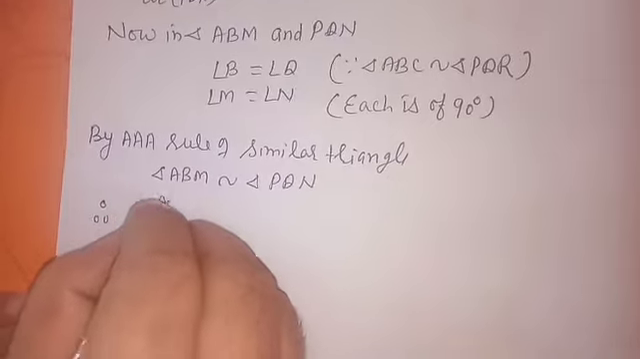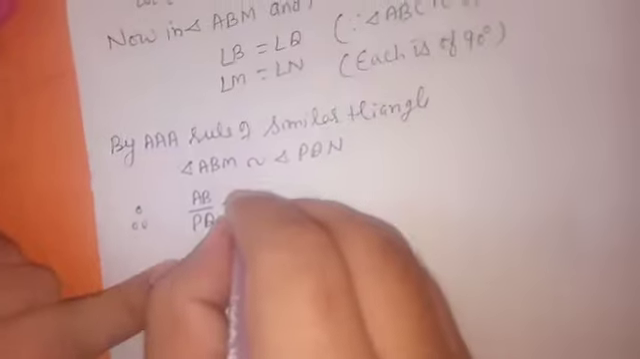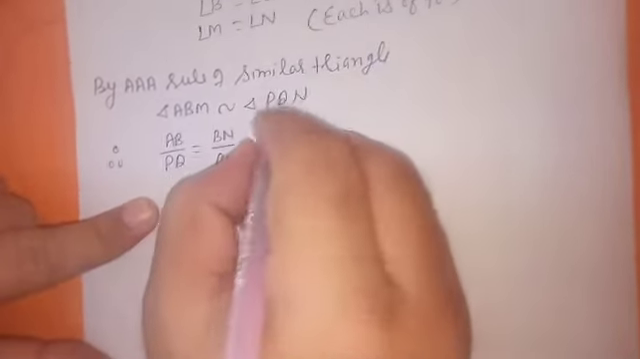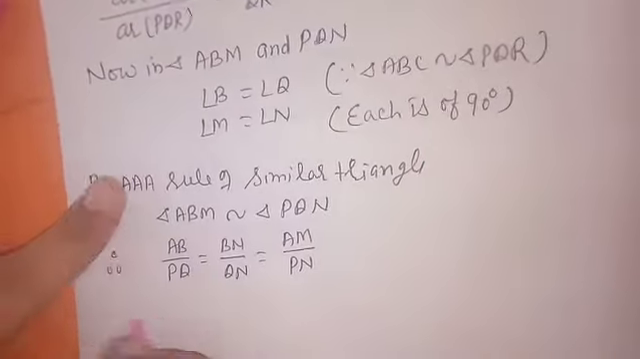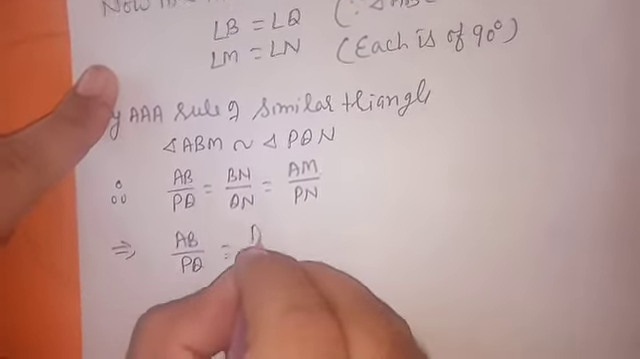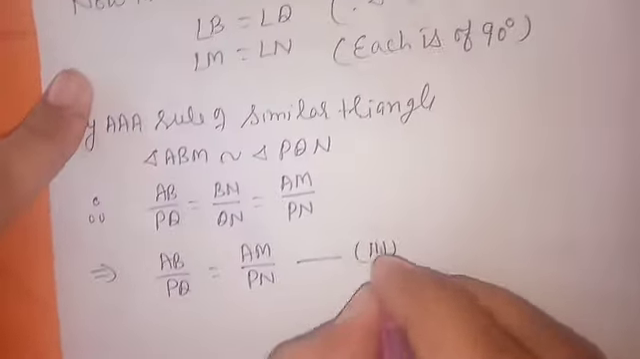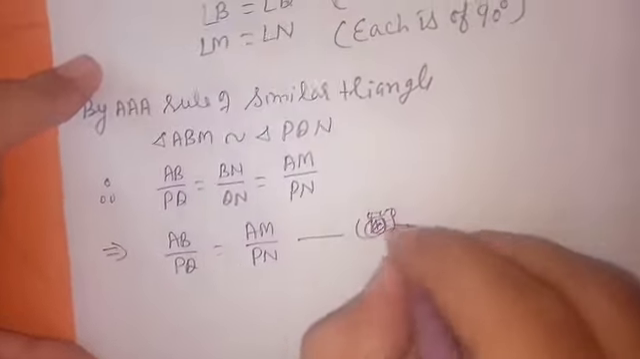Therefore, AB by PQ, BM by QN is equal to AM by PN. This implies AB by PQ is equal to AM by PN. This is the third equation, you can say. This is the fourth.